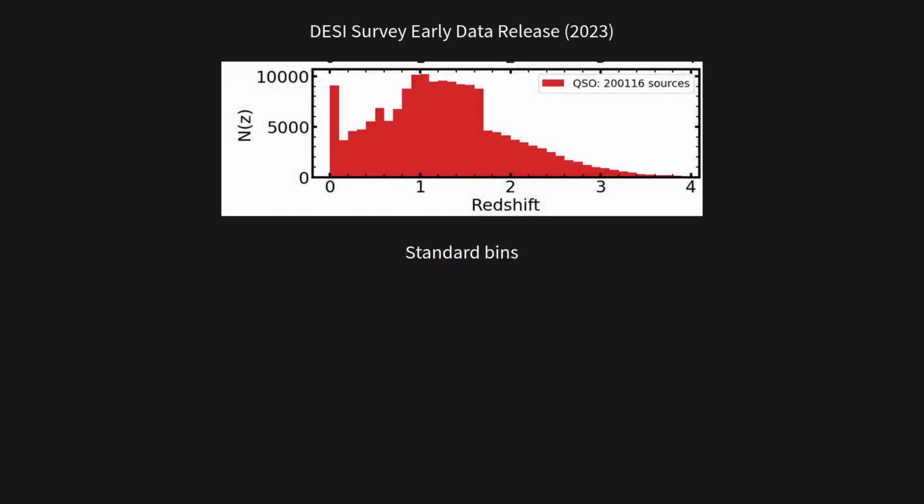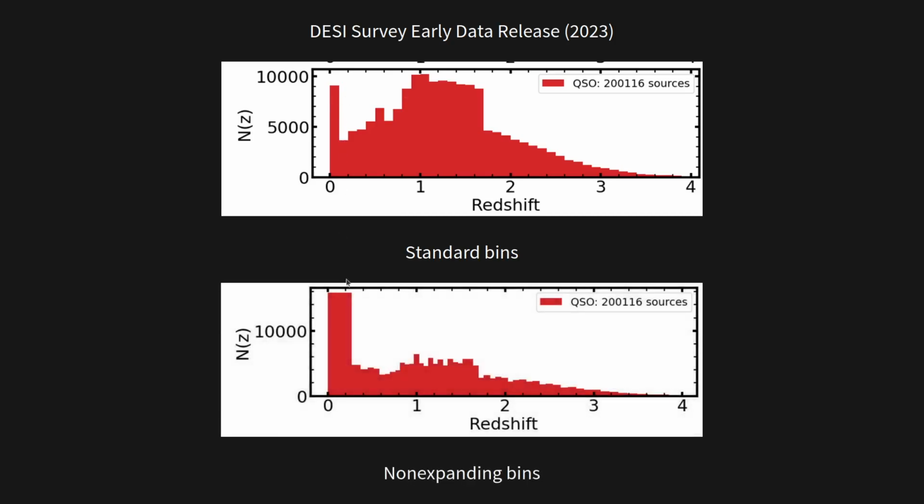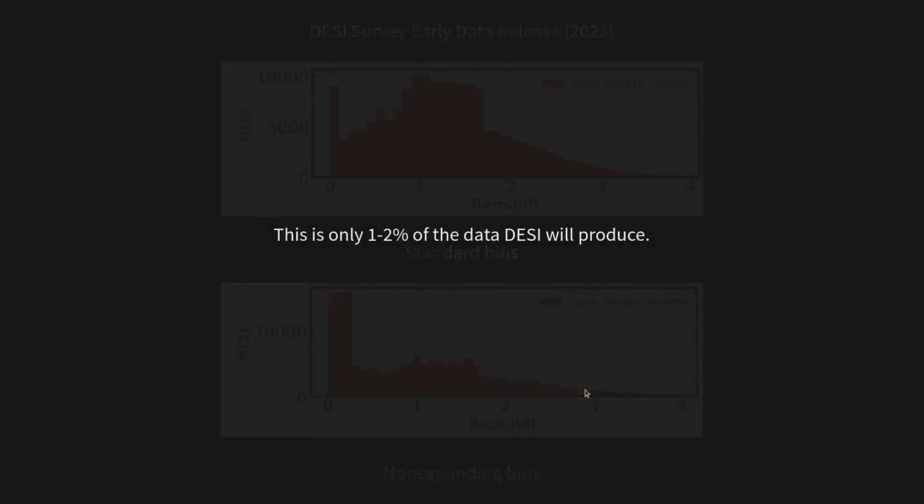This is from the early release data, and we see that the low redshift bin is already higher than it was in the previous data set. Looking at it with the non-expanding bins, it tells a pretty different story. So this is only 1 to 2% of the data DESI will produce, and it doesn't have the magnitudes yet, so we can't slice it up the way we did with the previous data set. When more data is released, I'll tell you all about it.